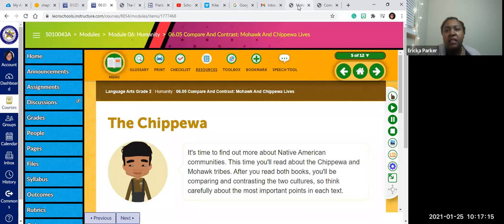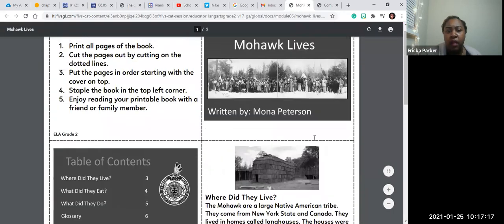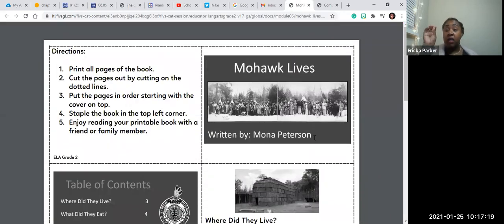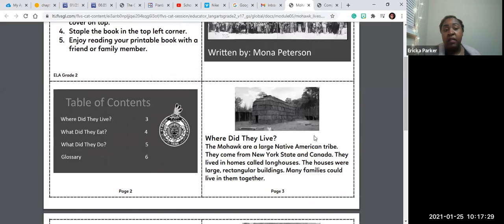Okay. Now let's go over to the Mohawk. Let's look at the pattern here. They're going to tell us where did they live, what did they eat, what they do, and we get a glossary. It's very similar to our previous text that I just read. So let's go ahead and go through it.